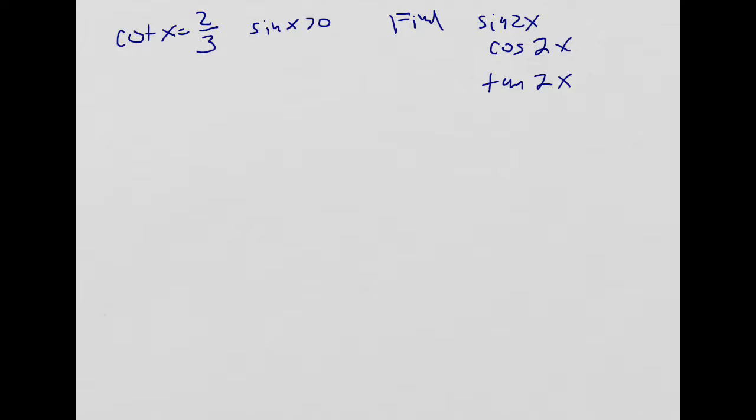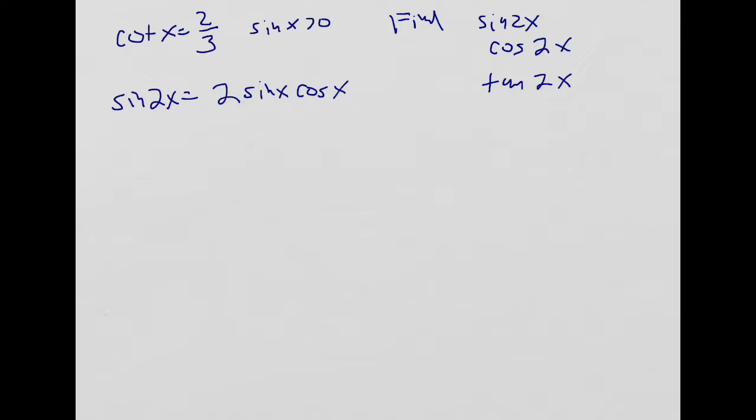sine. Essentially, the sine of 2x, we know that this is equal to 2 times the sine of x times cosine of x. Note that in the formula, we need to plug in what the sine of x and the cosine of x are. We don't know that, because this is the given information. But we can certainly get it using the given information.